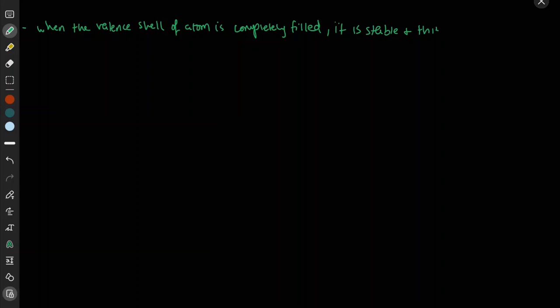So when the valence shell of an atom is completely filled, right? When it's completely filled and it contains no unpaired electrons, that means that it's stable. And that stability makes the atom unreactive. So when the valence shell of an atom is completely filled, it is stable, and this stability makes the atom unreactive.